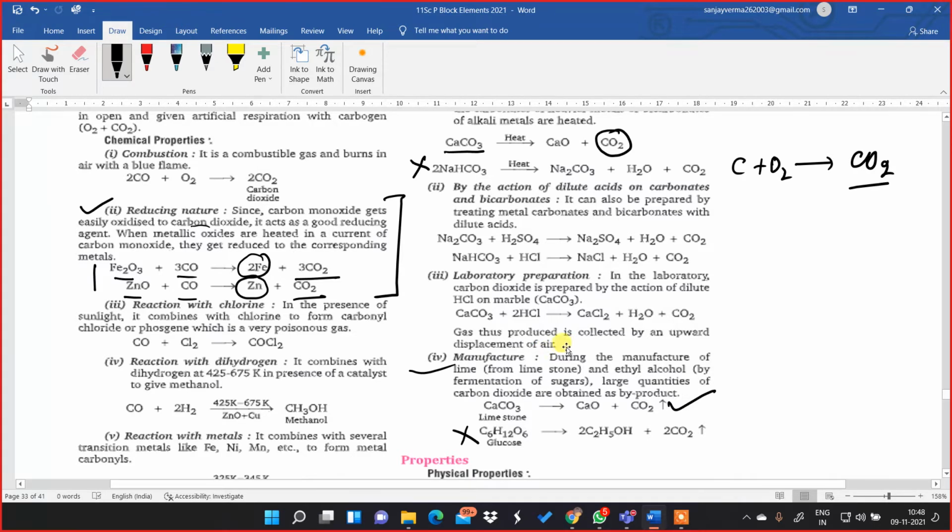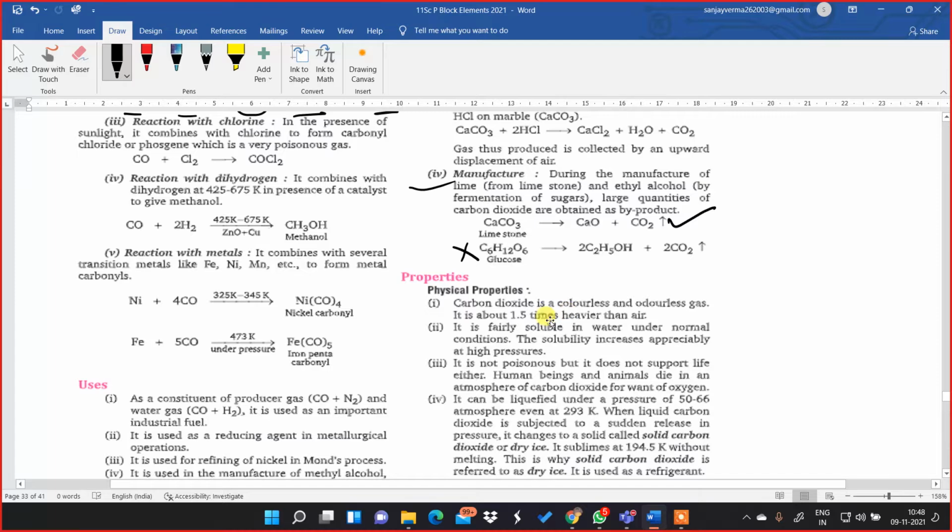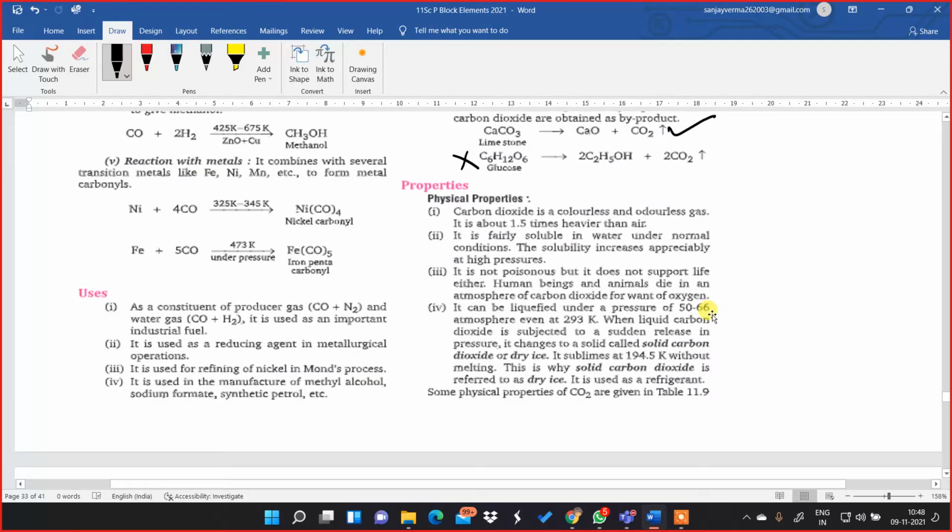So under the physical properties we'll have a look. These physical properties you can go through them. Remember that carbon dioxide is 1.5 times heavier than air. It is fairly soluble in water under normal conditions. The solubility increases appreciably at higher pressure. Okay. It is not poisonous, contrary to carbon monoxide, but it does not support life either. Human beings and animals die in an atmosphere of carbon dioxide due to suffocation.